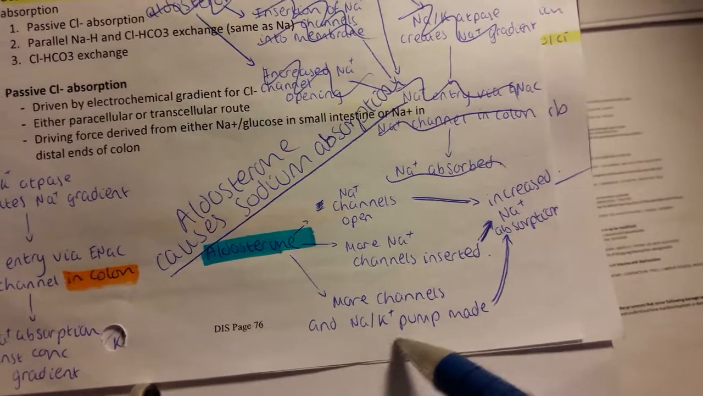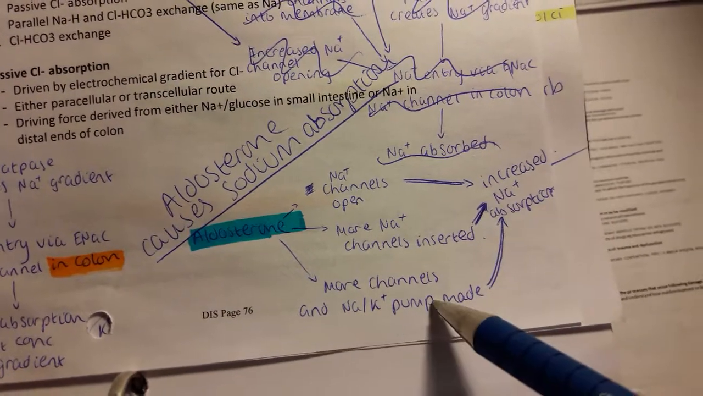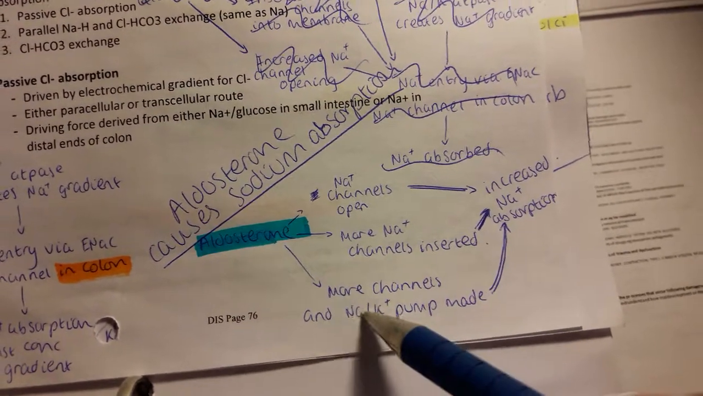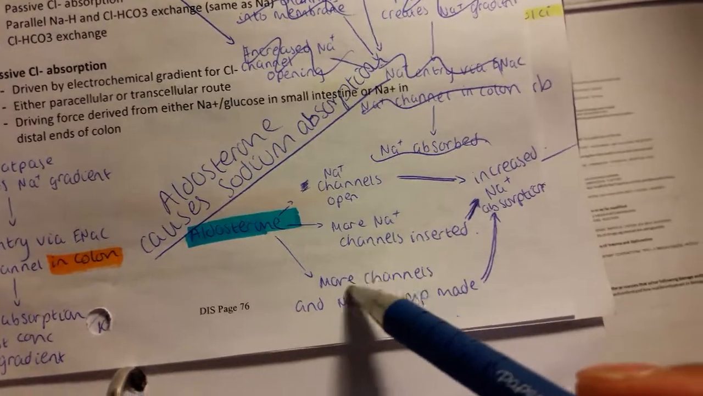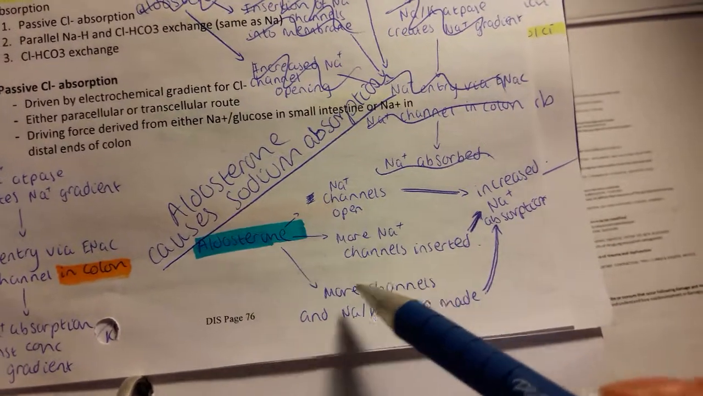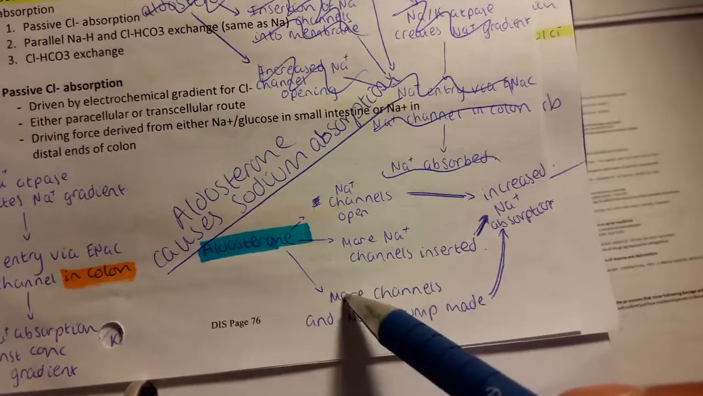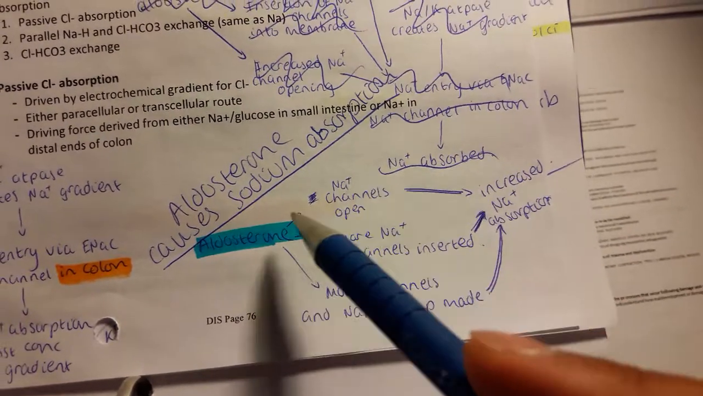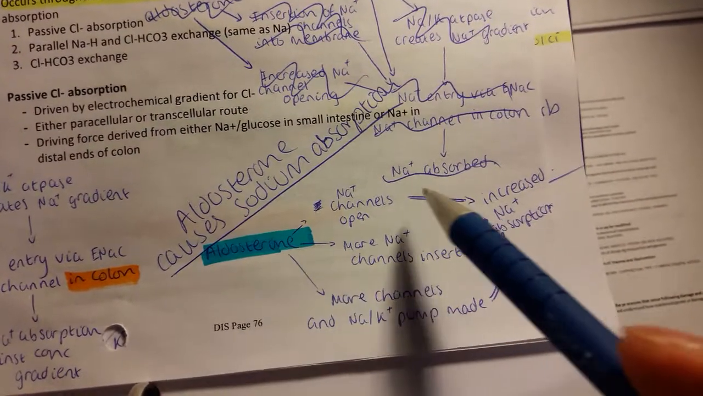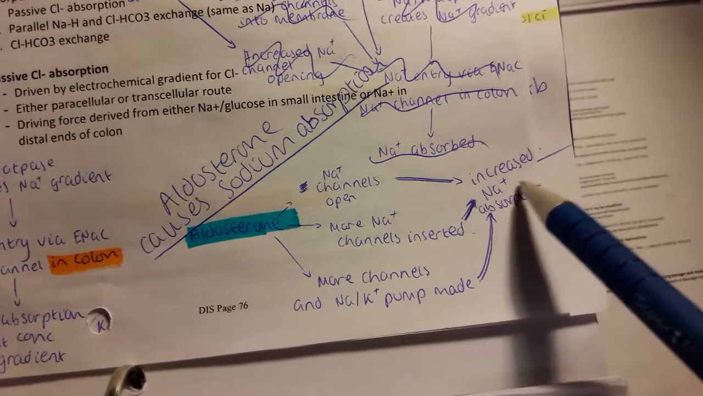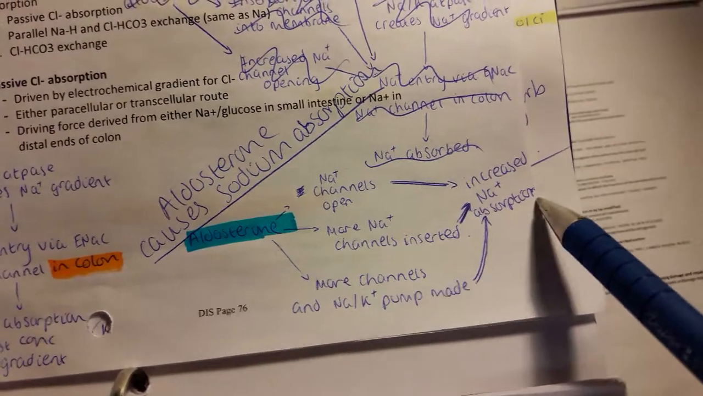So if you've got more pumps being made, it's going to have a greater gradient. If there's a greater gradient, there's going to be a more rapid absorption of sodium through the ENaC channels, of which there are more being inserted, more being made, and more being opened as a result of aldosterone. So these three things result in increased sodium absorption.